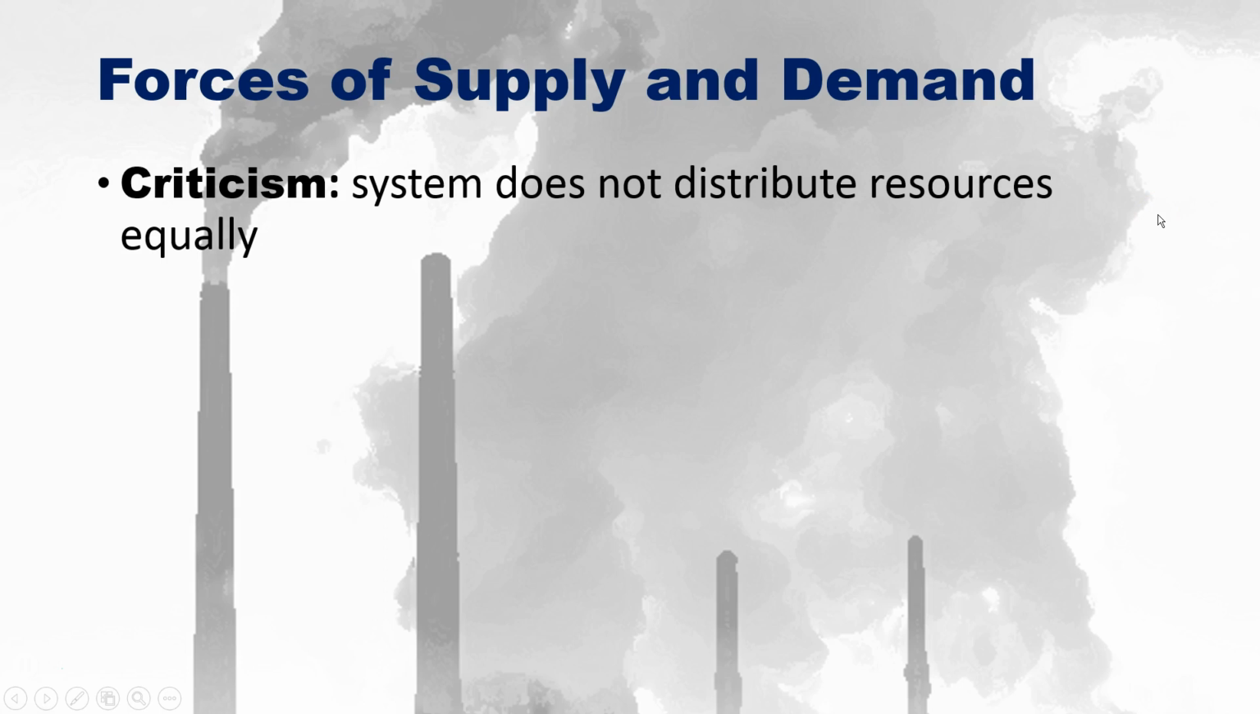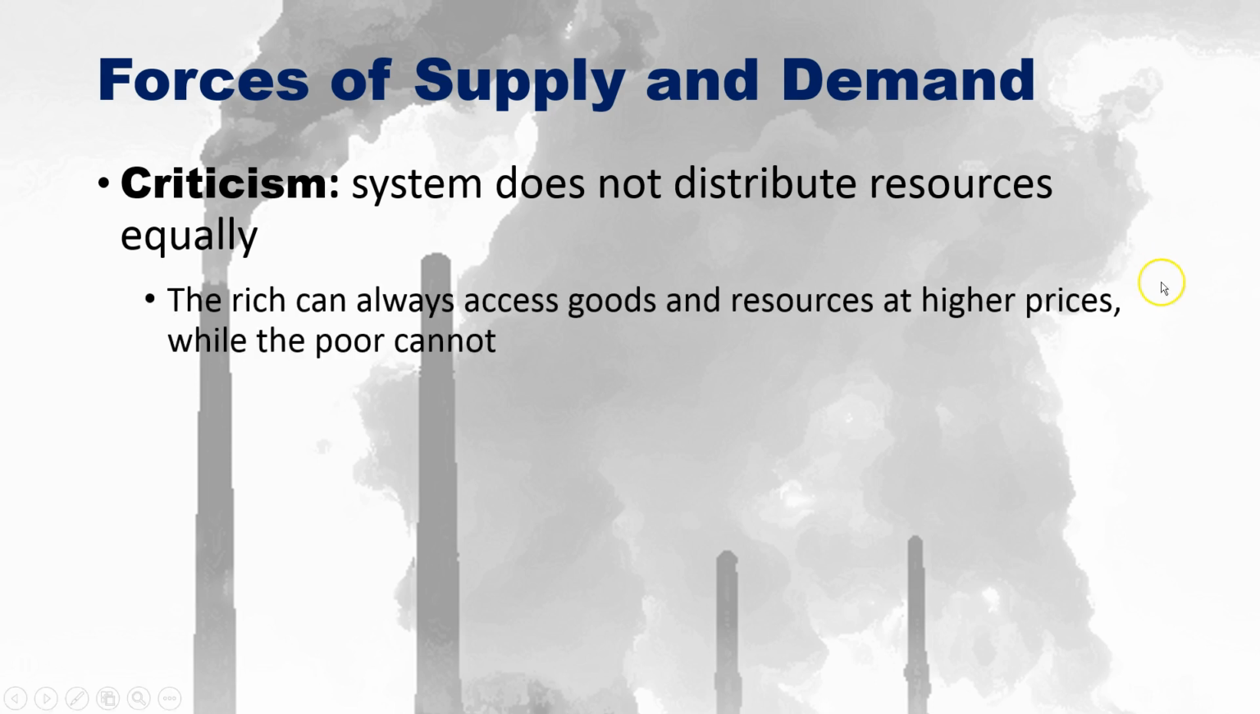And a criticism of the study of economics is that the economic system does not distribute resources equally. For example, the rich can always access goods and resources at high prices while the poor cannot. And so it may not be a good economic model to aspire to. And so people are always looking for a different economic model.